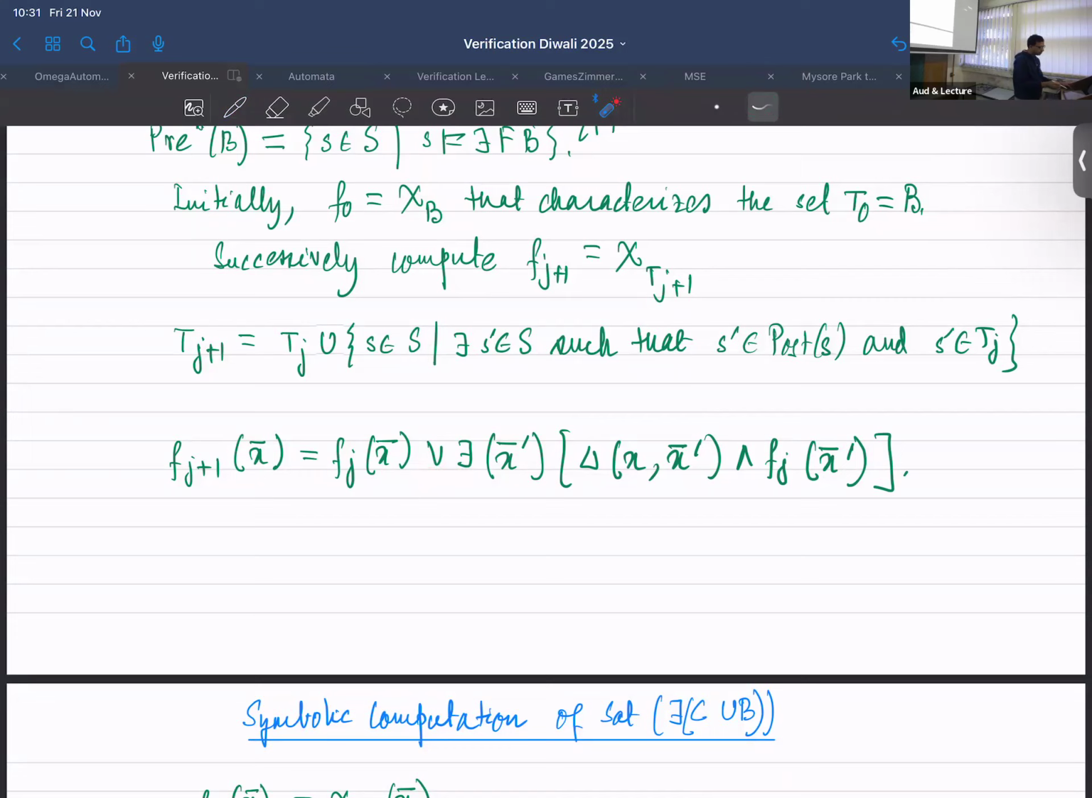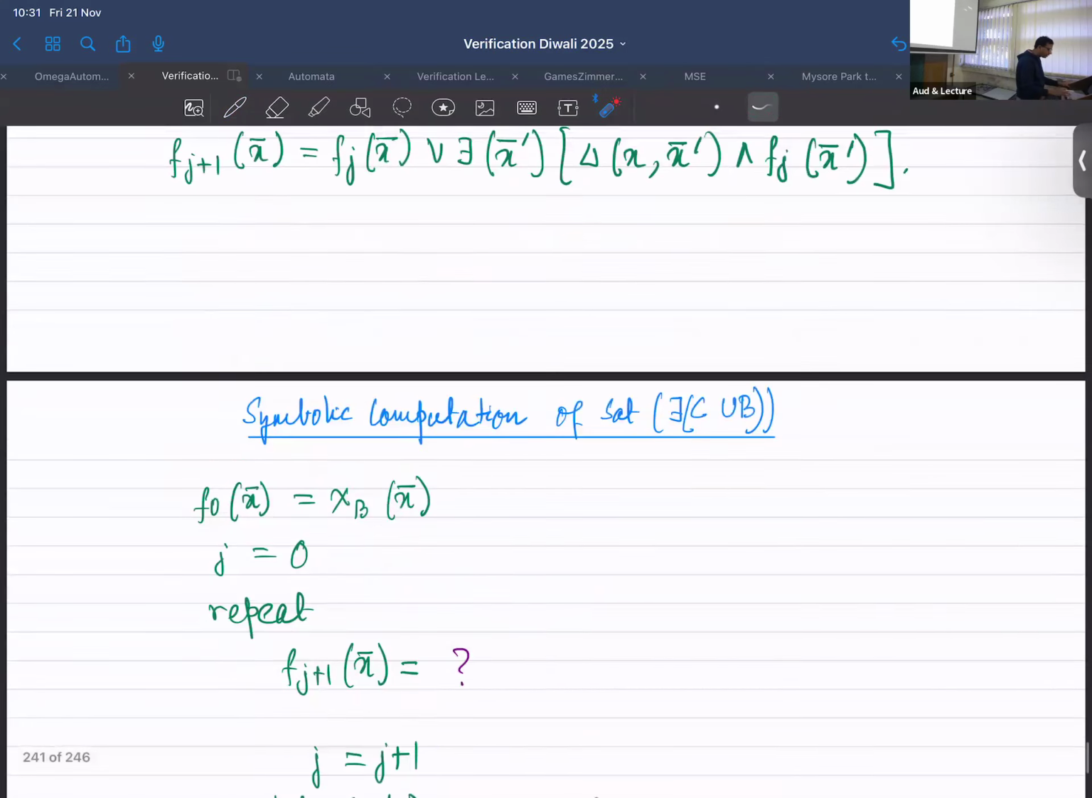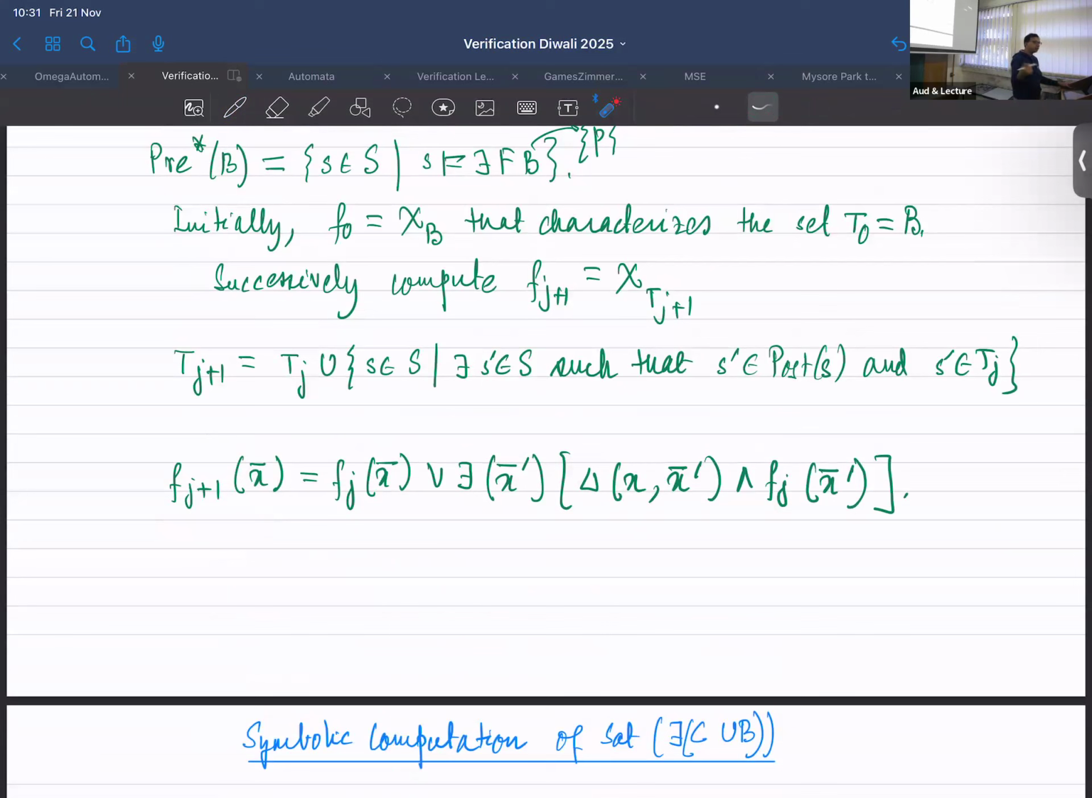And now, when will you stop? You will say that you stop when f_{j+1} and f_j become the same, right? Now note one thing here: syntactically the two functions may be different, because you are adding some exists form like this. But you want to stop when the two functions f_{j+1} and f_j are the same. So how do you stop? They are syntactically different functions. How do you even check whether they are the same function?